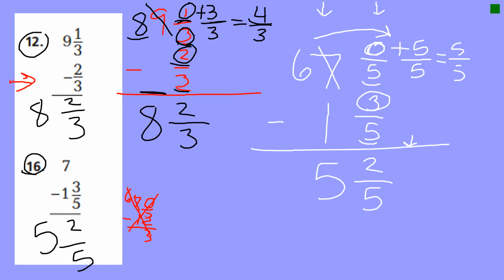Okay, so we did a couple of kind of unusual ones on this slide. We did one, number 12, that didn't have a whole number, no big deal. And then number 16 didn't have a fraction there in the top number. So don't forget, I actually just write in 0 so I don't forget to regroup. Okay, you guys are awesome.